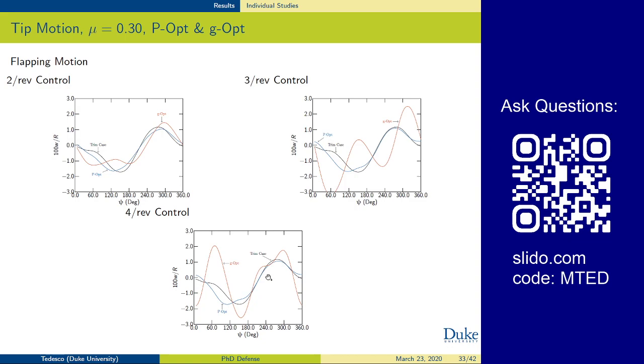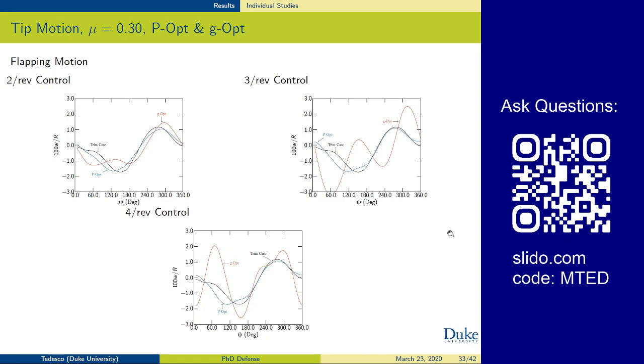And the big thing that you notice is the more per rev control that you use, the bigger the difference becomes between power optimization and vibration optimization. When we look at the 2 per rev control, there are slight differences between the power optimization and vibration optimization, definitely. But as you go to 3 and then 4, the shape almost flips completely compared with the power optimization. So there are significant differences in the dynamics of the system as you switch from power optimization to vibration optimization.